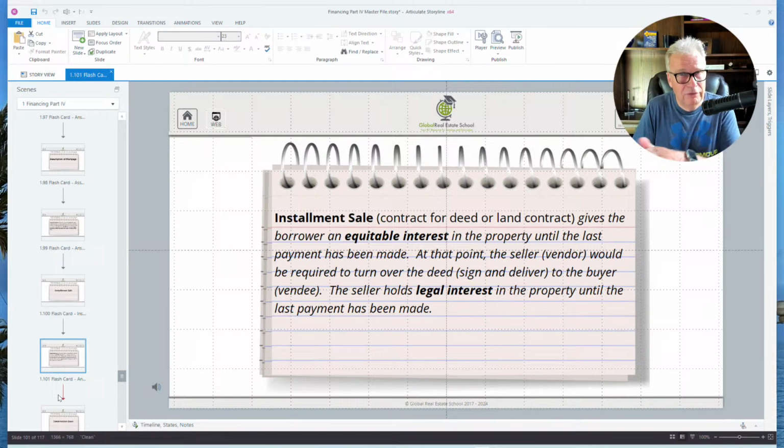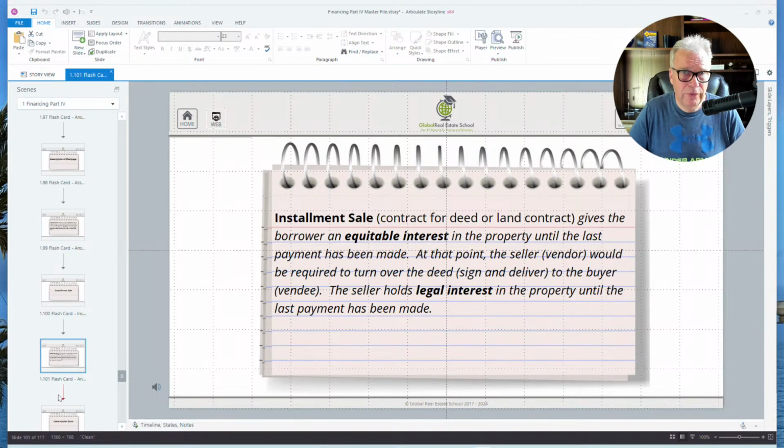What I need you to understand for the test is that the seller, in my case my wife and I, have the legal title to the property. Our name's still listed at the courthouse. The buyers have an equitable right. Once they've made all the payments, then we have to give them the deed to the property.